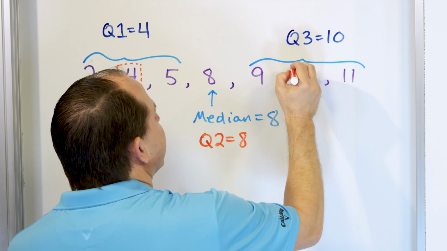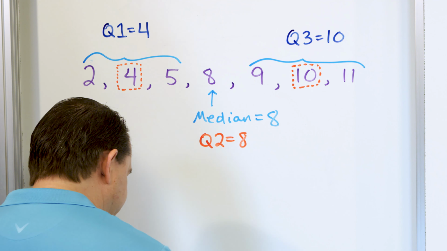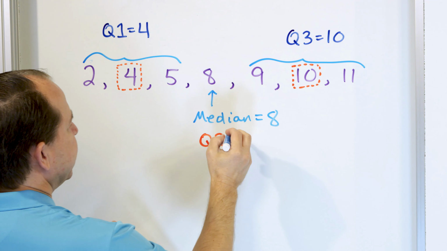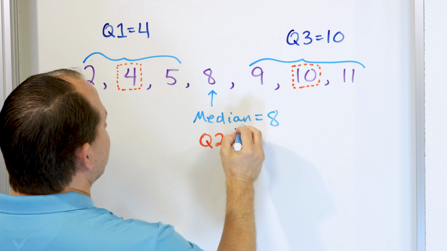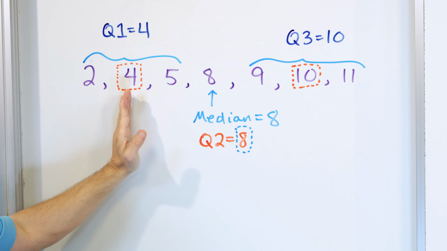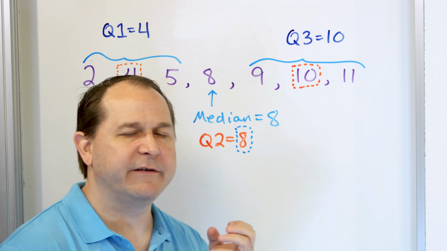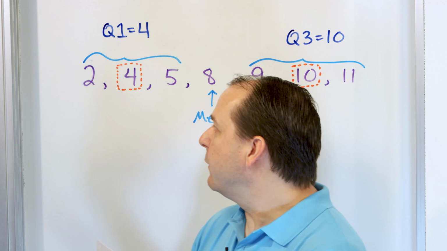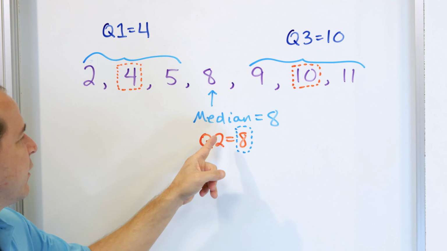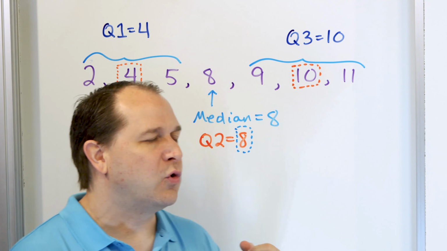So I can put a little dotted box around the number 10 to show you that that's important. And then, of course, I'm going to put a dotted box down here around the 8 because that's important. So what have we done here? We basically have said that the number 4 is a special number in this data set, the number 8 is a special number in this data set, and the number 10 is a special number in this data set. The leftmost number here we called Q1, quartile number 1, and this one is called quartile number 2, Q2, which is also called the median of the data set. And then this one is called quartile 3.